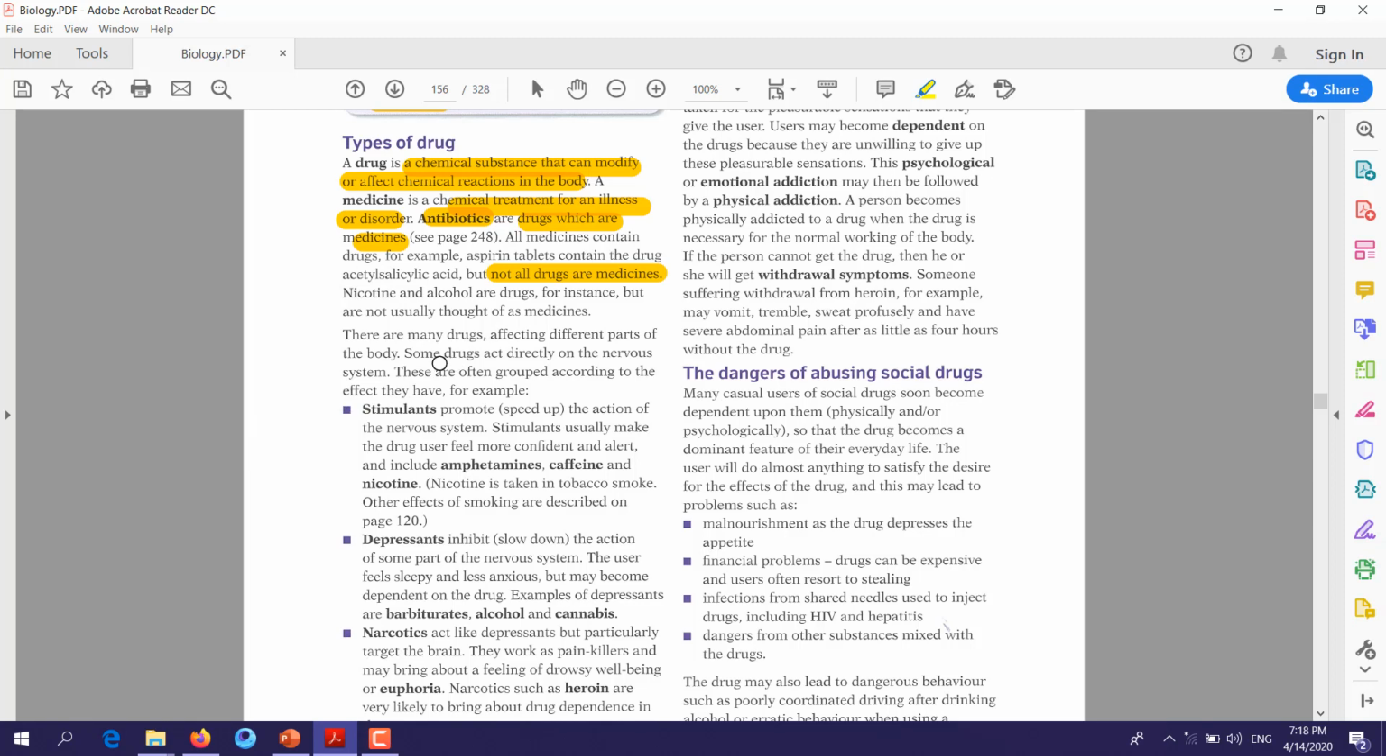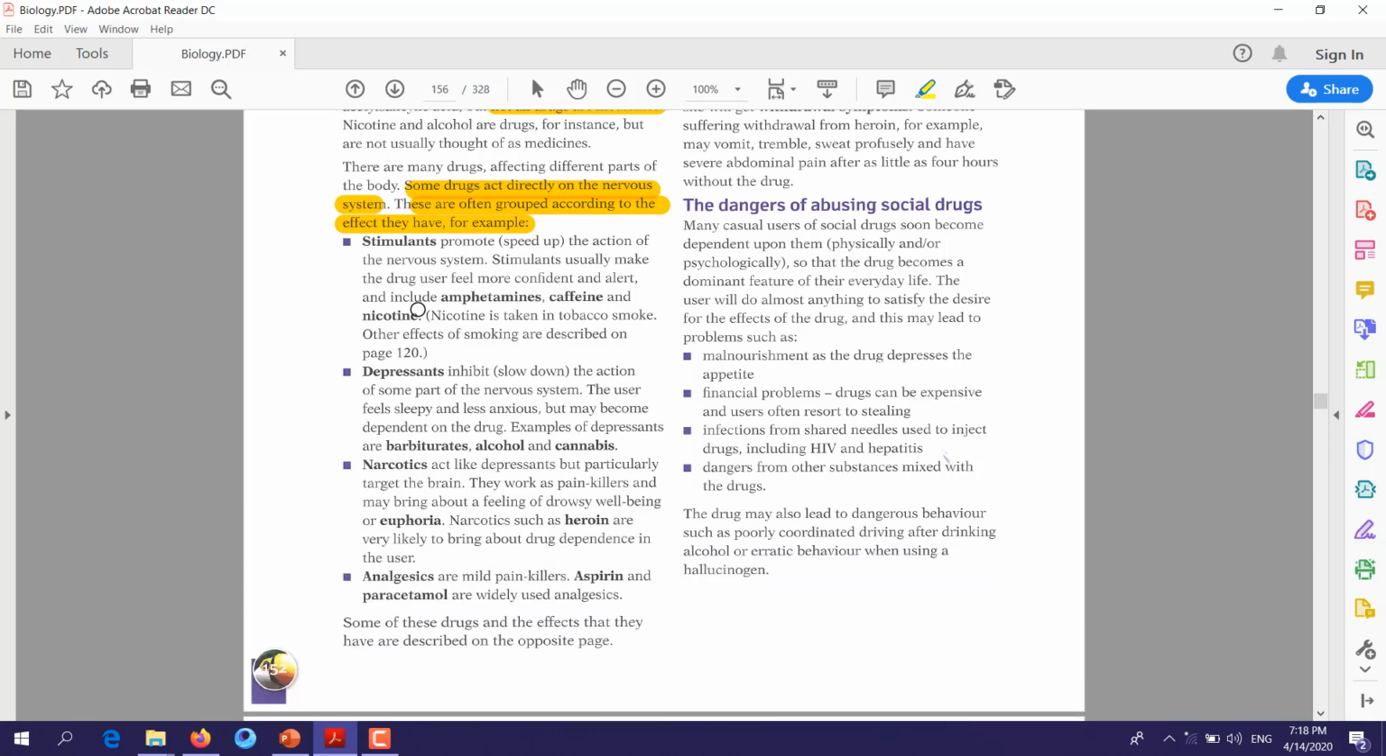Now, some drugs act directly on the nervous system. These are often grouped according to the effect they have. Here we have classification of drugs, kinds of drugs, depending on how they affect. The first group, stimulants. The function of stimulants is to speed up chemical reactions. They speed up the action of the nervous system.